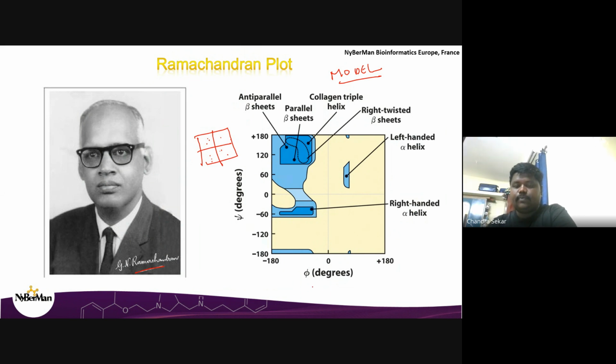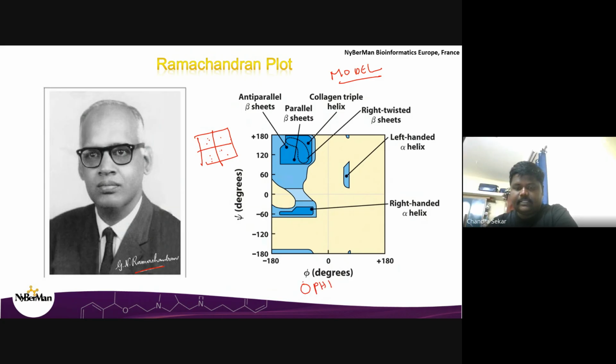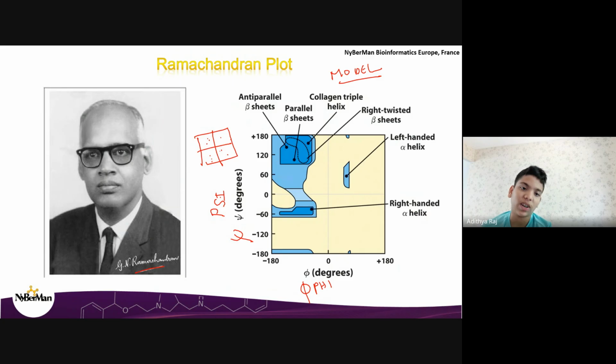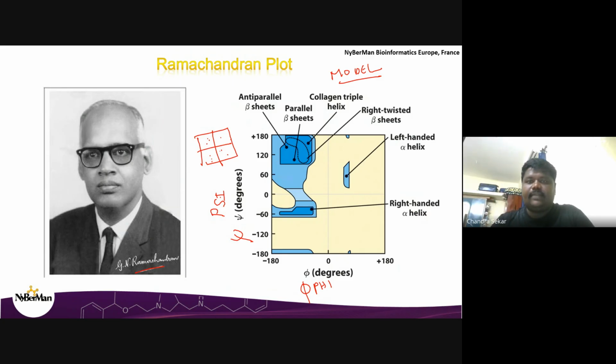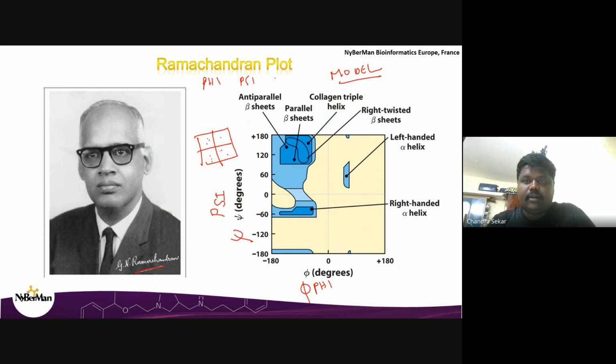This plot is otherwise called what? Phi psi plot. This symbol is called phi. And this symbol, like a trishul, can you see a trishul here? That is psi. So phi and psi. The Ramachandran plot is otherwise called what? Phi psi plot. Clear?